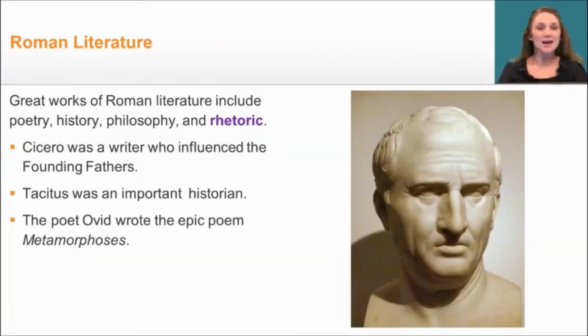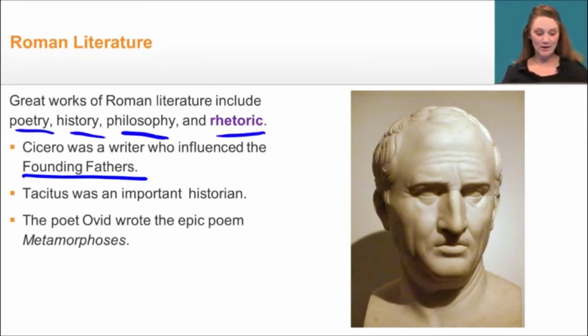We just looked at Roman families, language, that kind of thing. Now let's take a look a little bit at culture. Cicero was a writer who influenced the founding fathers. He was also a Roman statesman. He was a senator. He wrote many legal opinions. This is a time, again, of great works of Roman literature, including poetry, history, philosophy, and rhetoric.